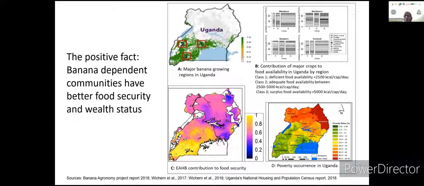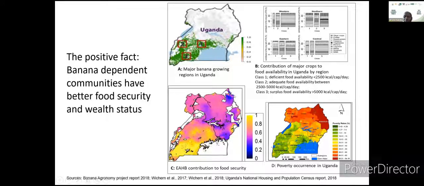So in terms of distribution, regions that have bananas are a bit food secure. Those which do not are relatively less food secure. And this map here, the one on the bottom right, is showing the poverty levels according to the Ugandan statistics. The green parts are relatively less poor than the yellow and the red parts.